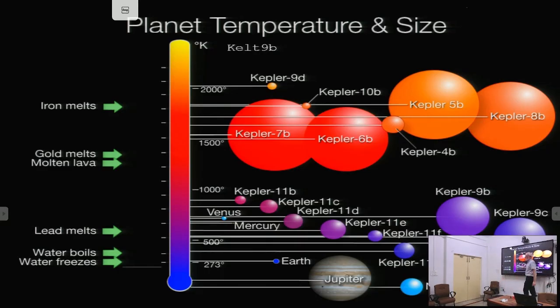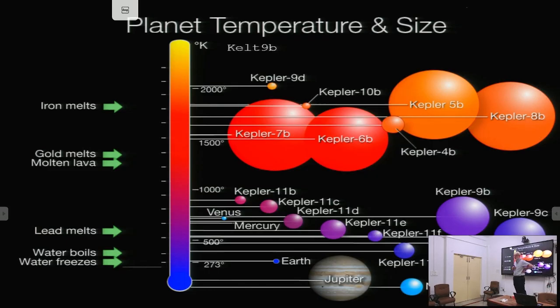About 5 years ago, maybe a bit more, Kelt 19b was discovered. Kelt 19b is at 4,000 Kelvin. That's hotter than most of the stars in our galaxy. M-dwarfs, which are the most common stars, are about 3,000 Kelvin. This thing has liquid iron on it.